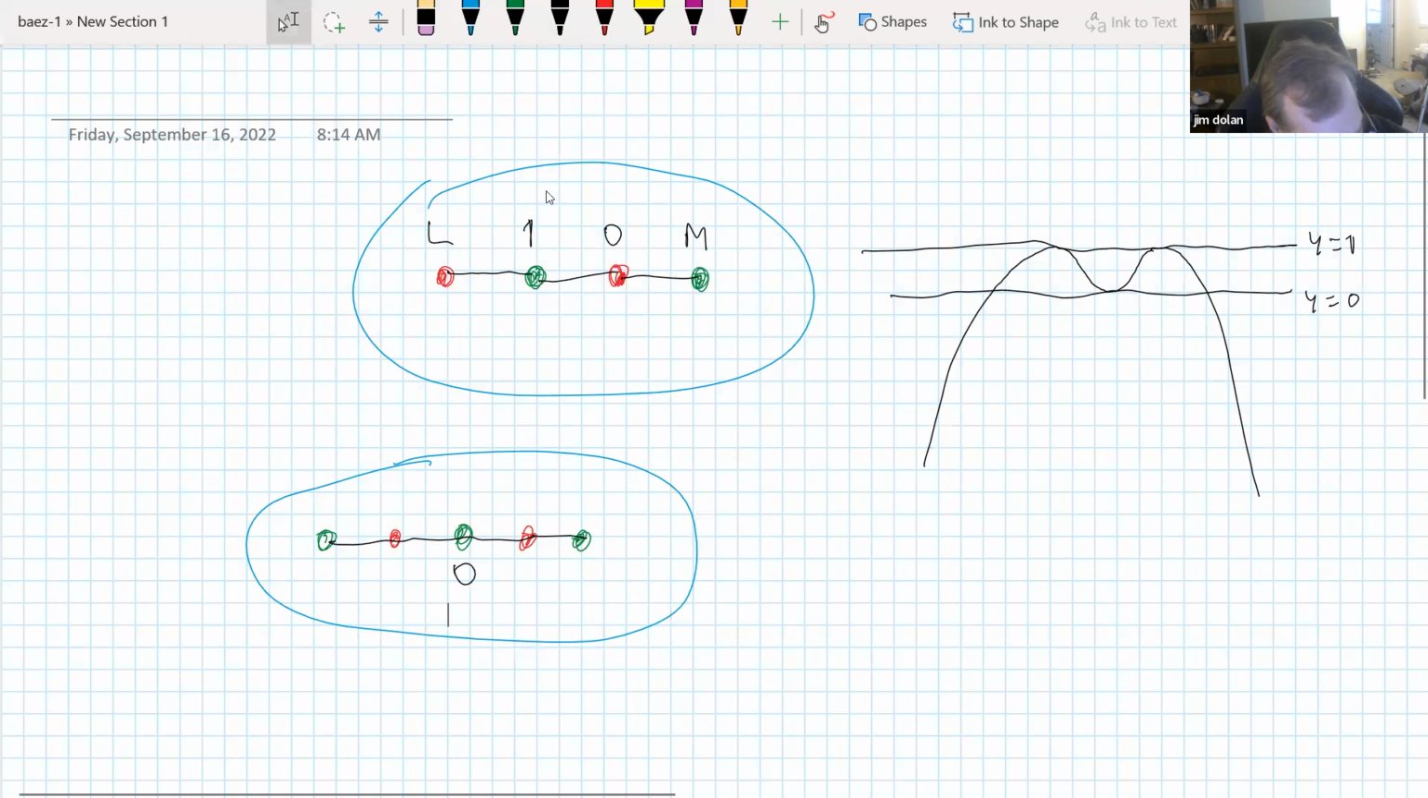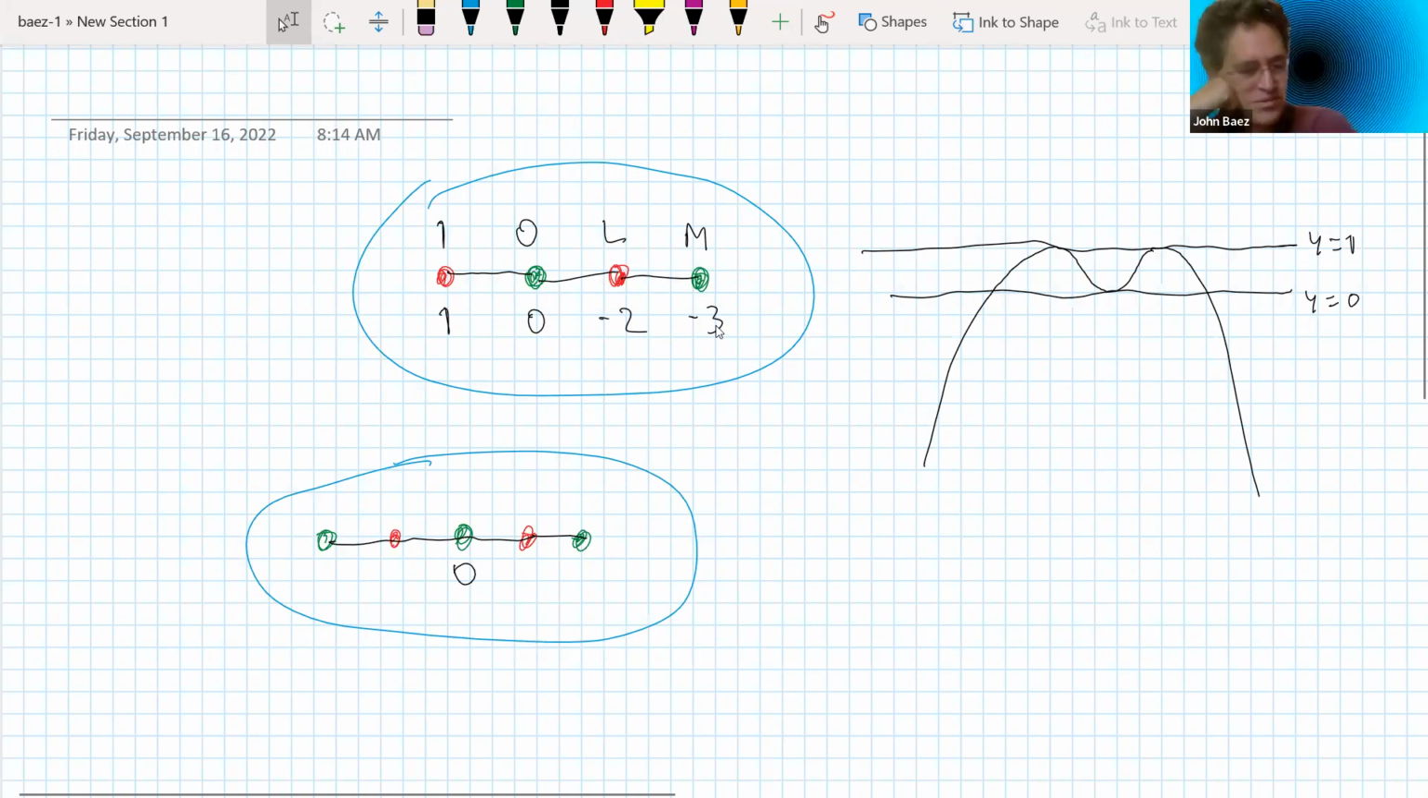Let's see. Yeah, I think the way I had it was, right, I had it set up so this was 0 and this was 1. So it was even more disorganized. I had it this way. And when I worked it out this way, it came out to be like 1, 0, and -2 and -3. Right, that one. Oh, so I was completely wrong.